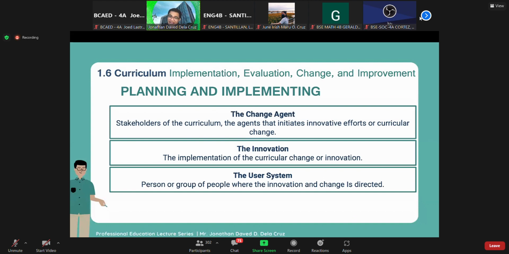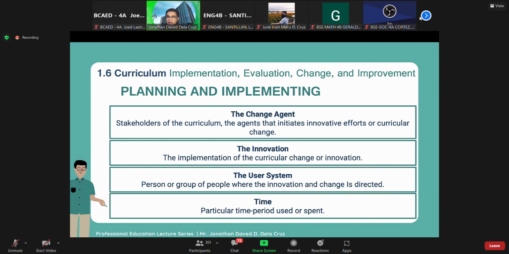So, sila yung gagamit ng curriculum. So, dapat kapag nagpapalit tayo ng curriculum, i-consult natin si expert, i-consult natin si teacher, and i-consult natin si student kasi sila yung system users. Sila yung sa kanila directed yung change if ever na magpalit ng curriculum. And of course, time, particular time period used or spent. So you have to be ready on the time that it will consume or the time that it will cover the transition, kung kailan magkakaroon ng curriculum change, kailan magta-transition, gaano kahaba yung transition, at kailan magkakaroon ng full implementation.